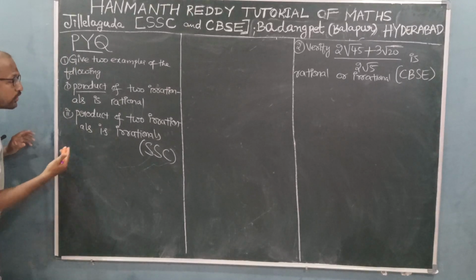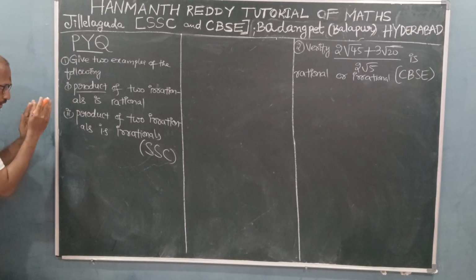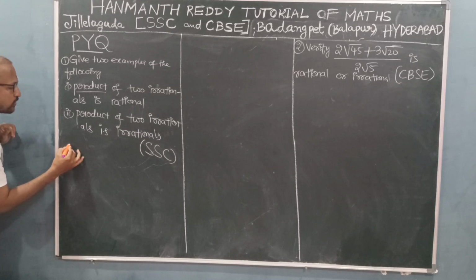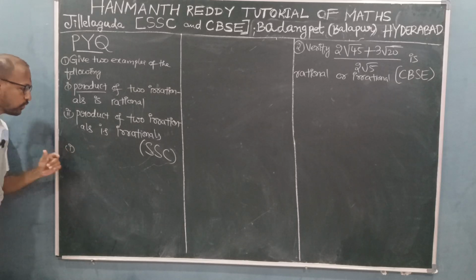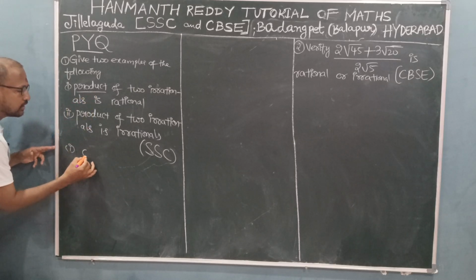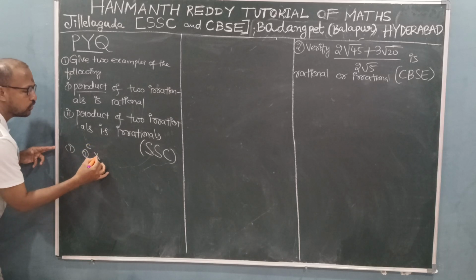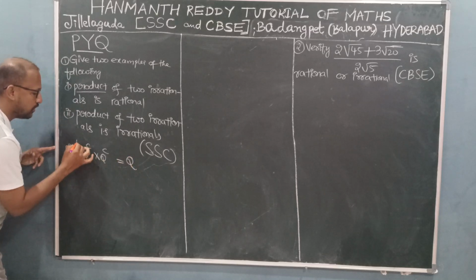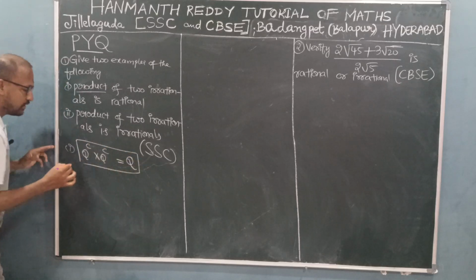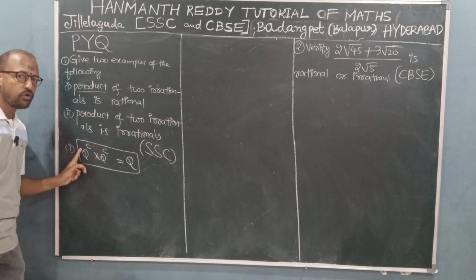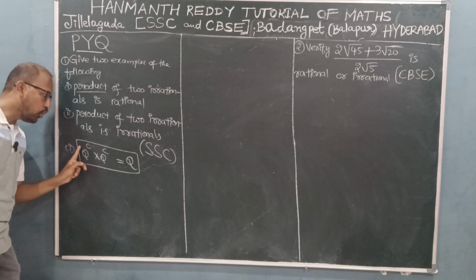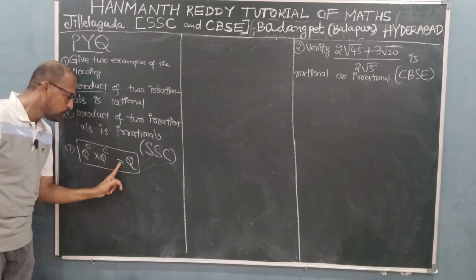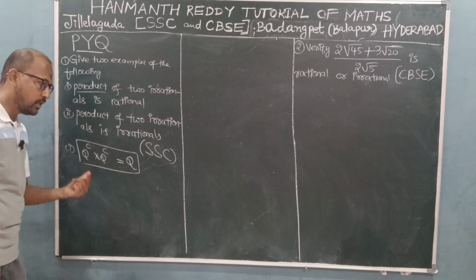So let us take two irrational numbers. Generally, the meaning of the first question, which I am writing, no need to write in the question, is: irrational number into irrational number should become a rational number. Q complement into Q complement, don't read it as Q power of c, I told you already, should give the answer, a rational number Q.